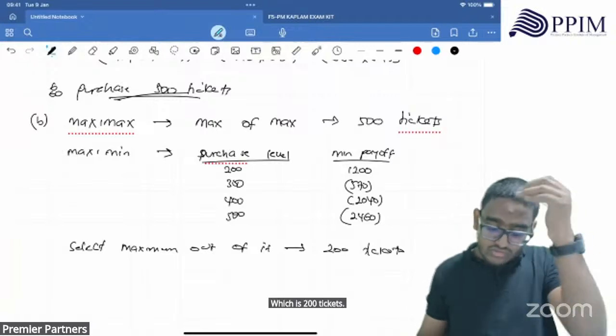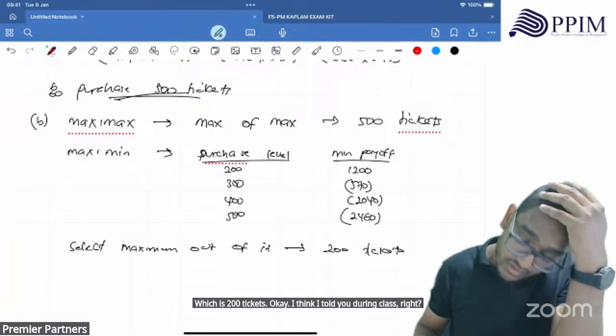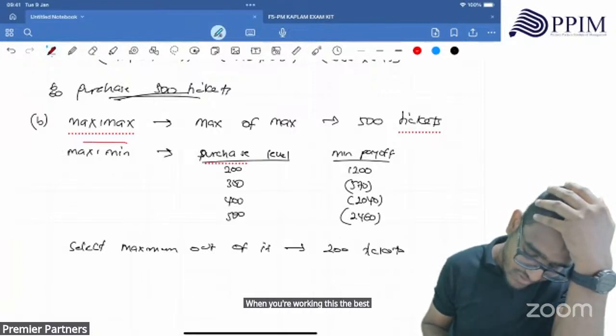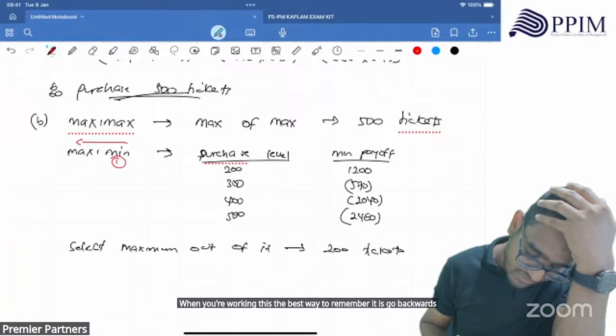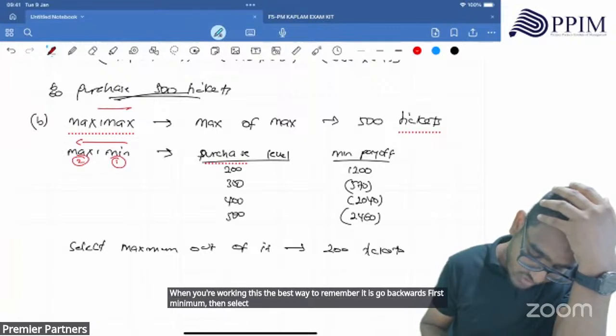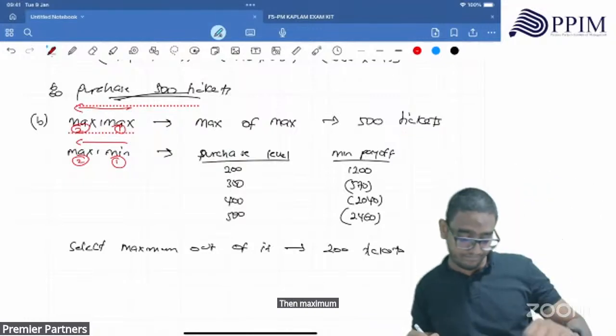I think I told you during class, right? When you're working this, the best way to remember it is go backwards. First minimum, then select the maximum. Go backwards. First maximum, then maximum. Okay.